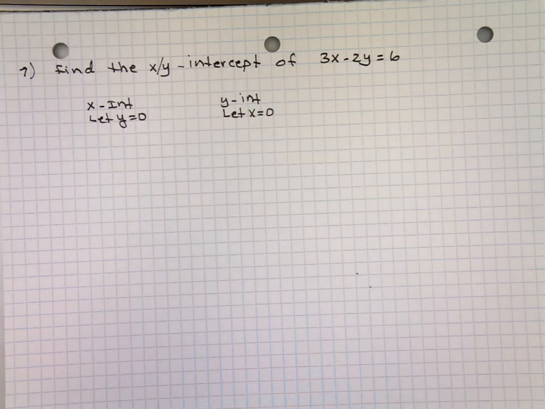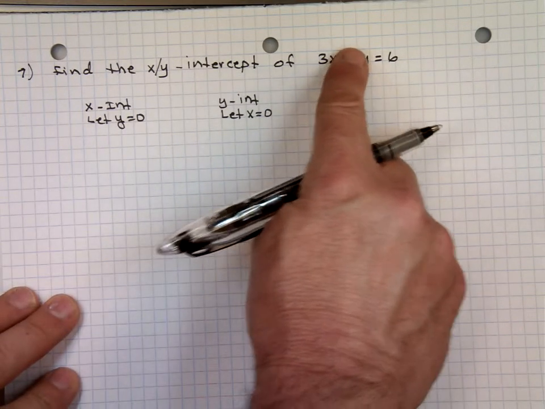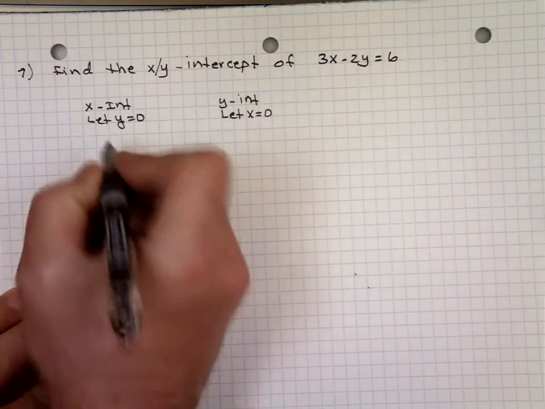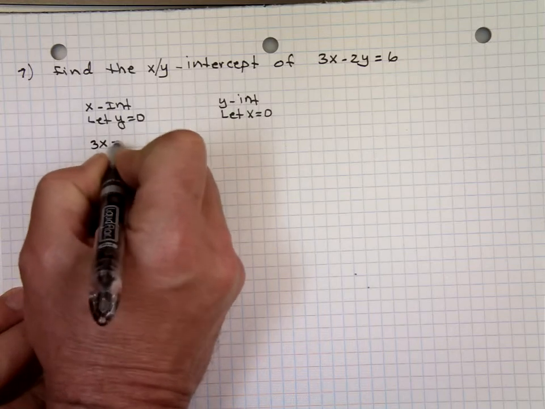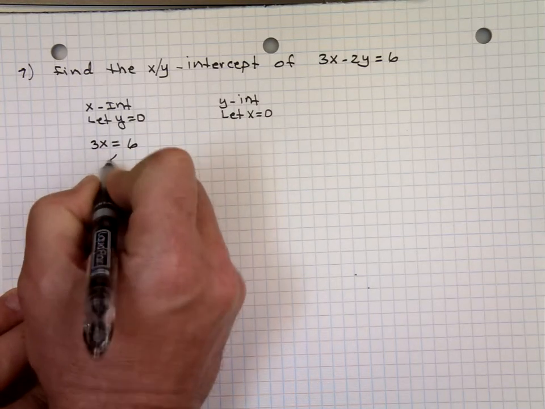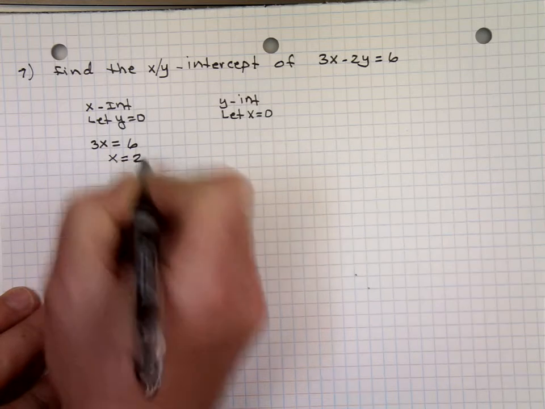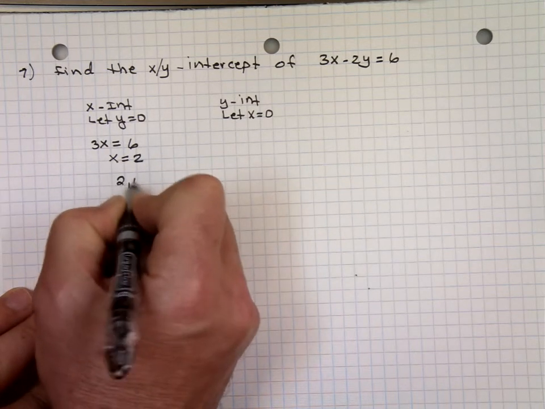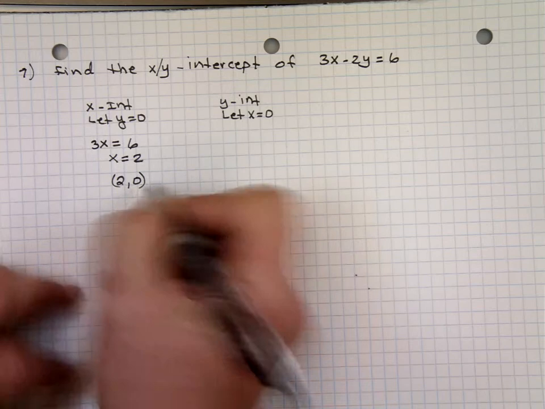So if I'm looking for the x-intercept, I'm going to let y be 0. This is gone. We have 3x equals what? 6. What is x equal to? 2. So the x-intercept is 2 comma 0. X is 2, y is 0.